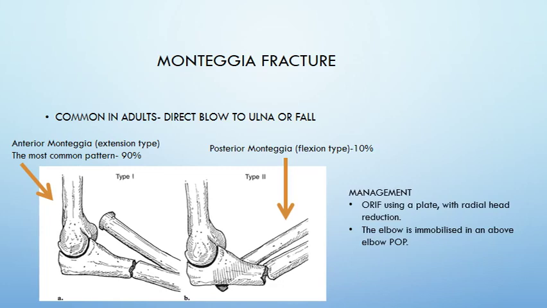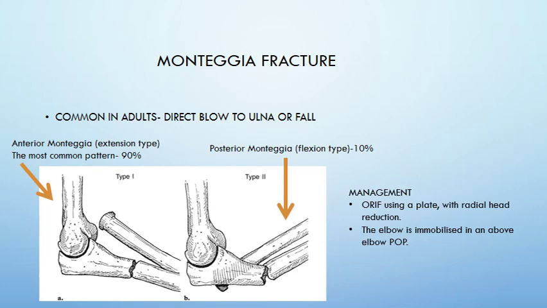Moving to the forearm fractures, and now looking at the Monteggia fracture. What is a Monteggia fracture pattern? This involves a proximal third ulnar fracture with disruption of the proximal radioulnar joint, where you can see in the images the radius is dislocated.